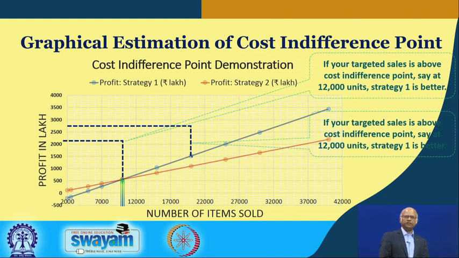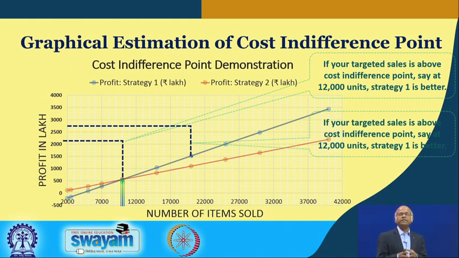What is the utility of this? The utility is this: suppose you are deciding whether to adopt the automatic machine model or automation model or to go for labor intensive model. Now, it is not a straightforward decision. It is not your liking that you would like to go for high tech or low tech. It is a commercial decision and you have to take it based on estimation. So, you plot these two and then you make some kind of prediction about your sales. Suppose your sales projection is something like 30,000 units.